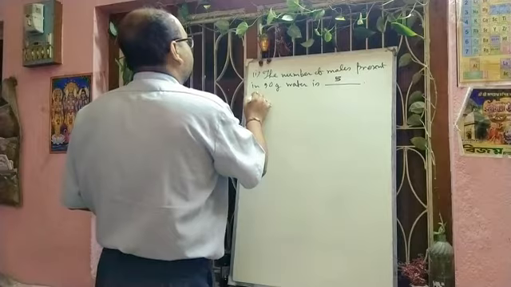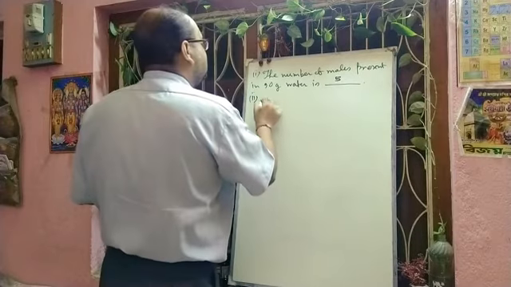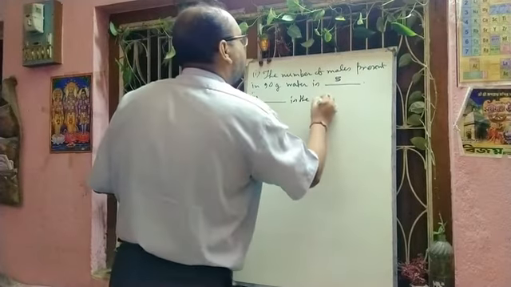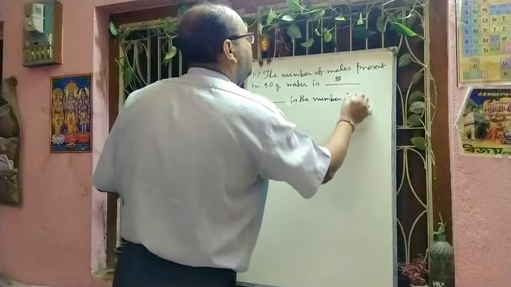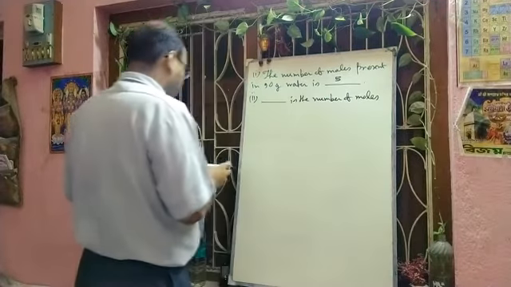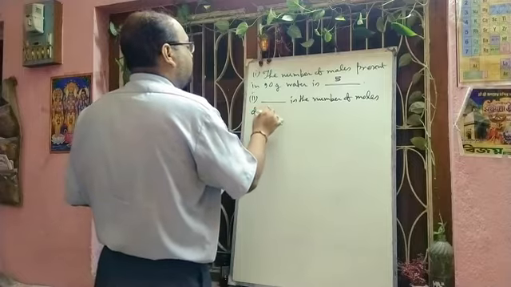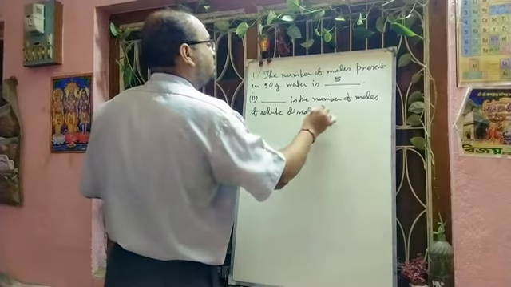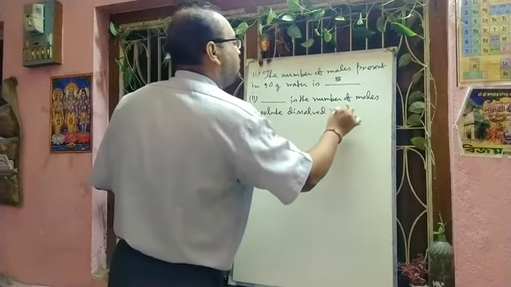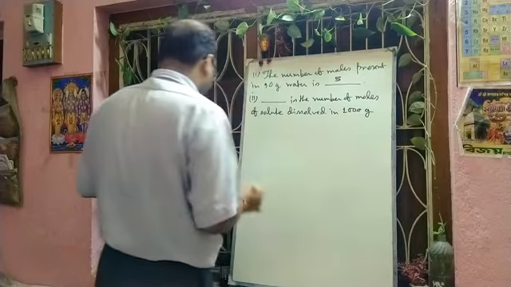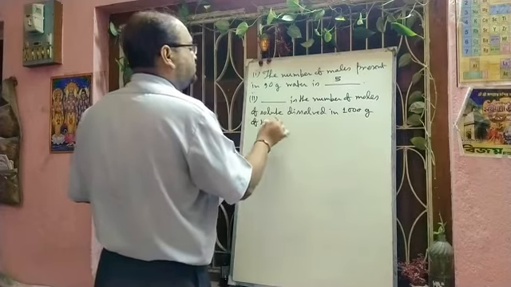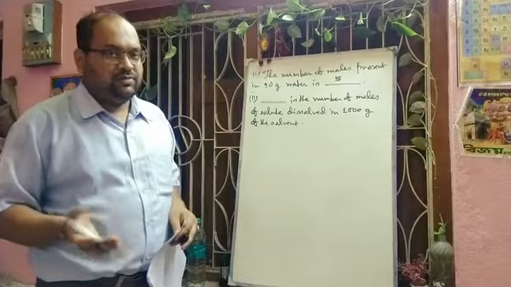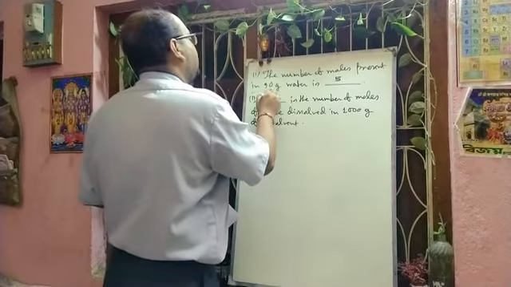Next question. Dash is the number of moles of solute dissolved in 1000 gram of the solvent. So we know the answer will be what? Molality. So here you have to write molality.